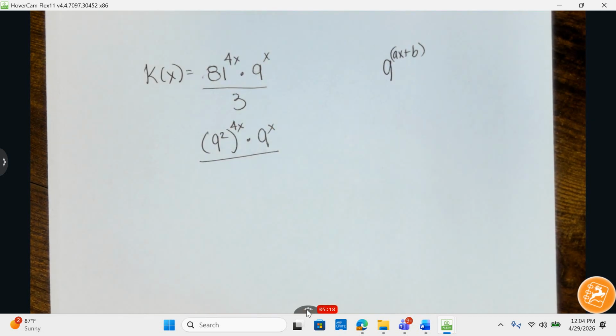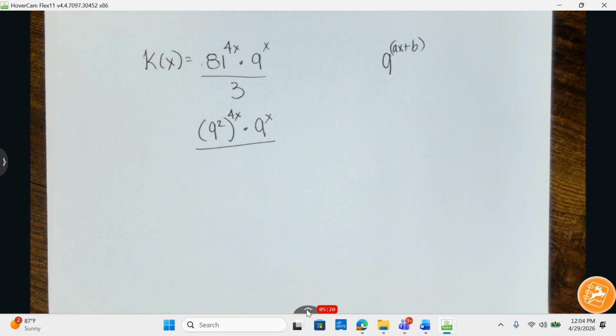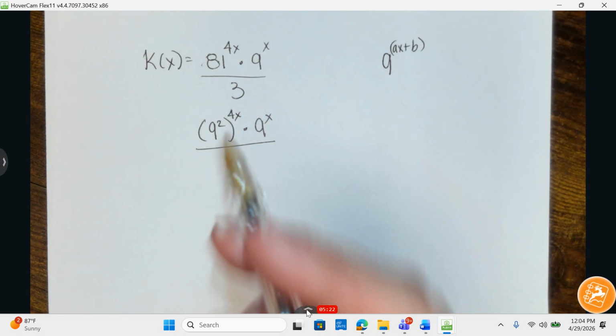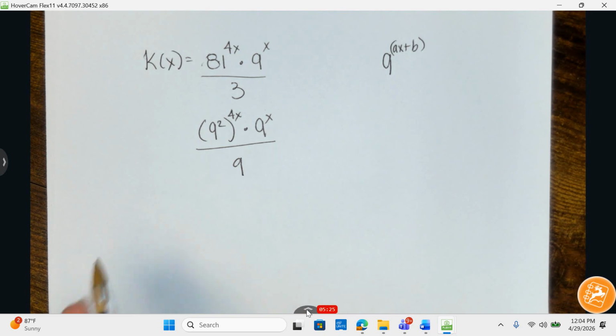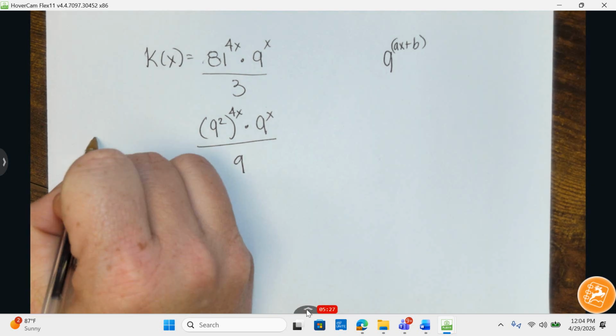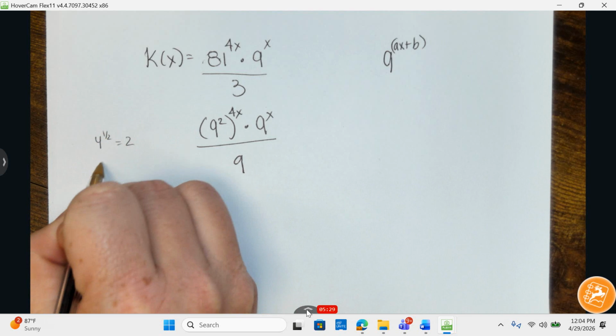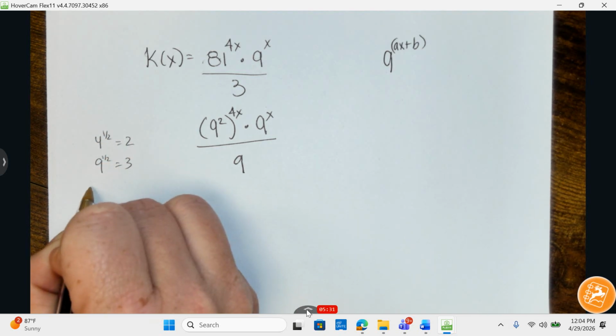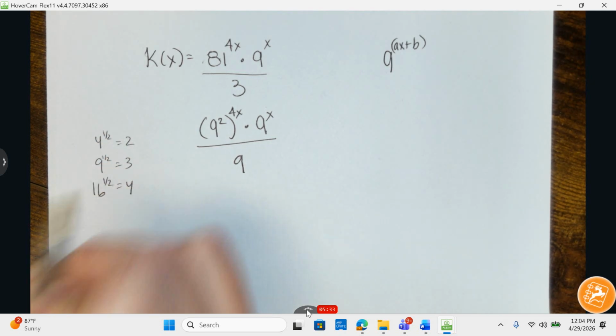And then I'm going to look at the bottom, and I want to rewrite the bottom also in the form of 9. So I'm asking myself, how can I write 9 as a base and still end up with 3? As a quick reminder, if I take 4 to the 1/2, I get 2. If I take 9 to the 1/2, I get 3. In fact, if I take 16 to the 1/2, I get 4.